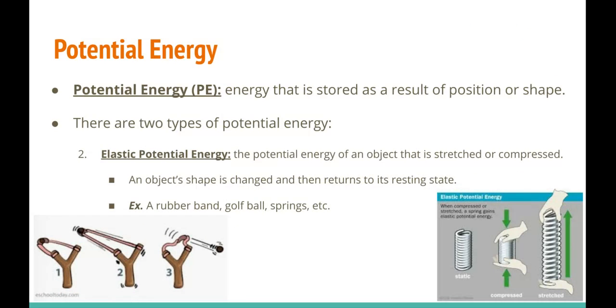And then the second type is elastic potential energy. Elastic potential energy is potential energy stored in an object that is stretched or compressed. So an object's shape is changed and then returns to its resting state. Examples of this would be rubber bands, golf balls, because golf balls will expand and contract. It's really cool. Veritasium has a really cool video on that. And then springs. Springs are a classic example, and one that scientists in physics use all the time.